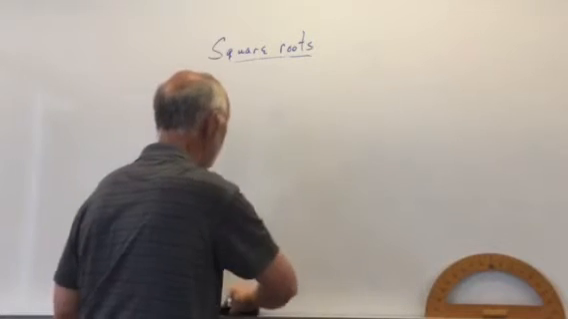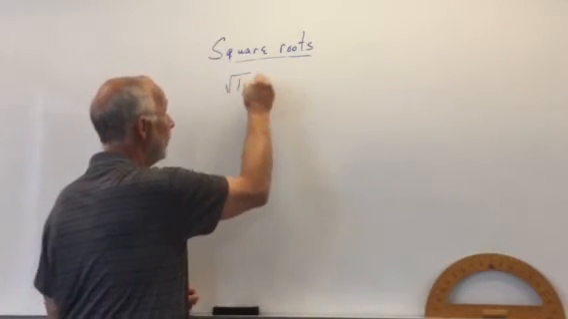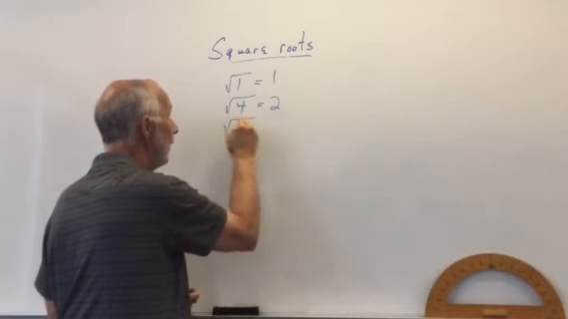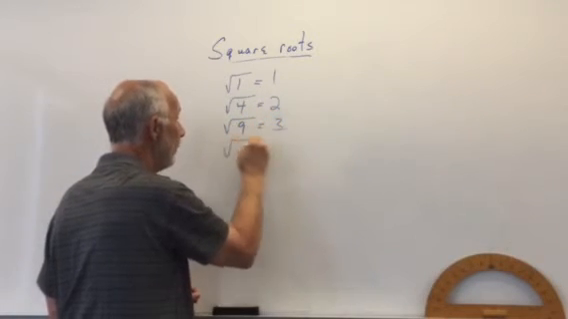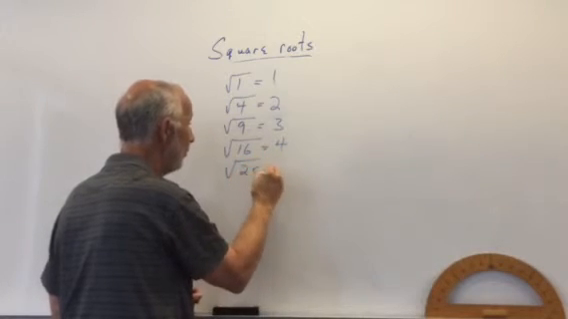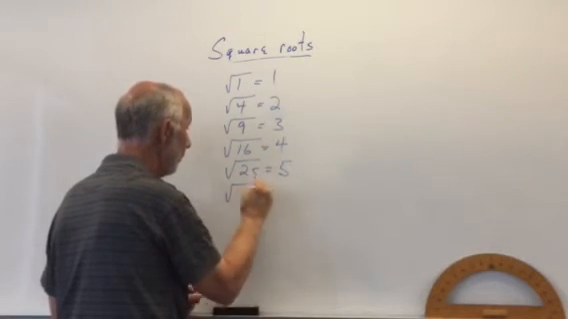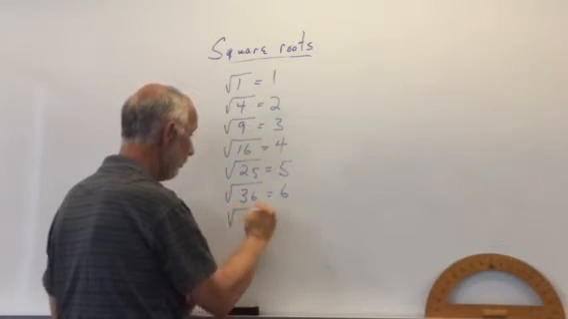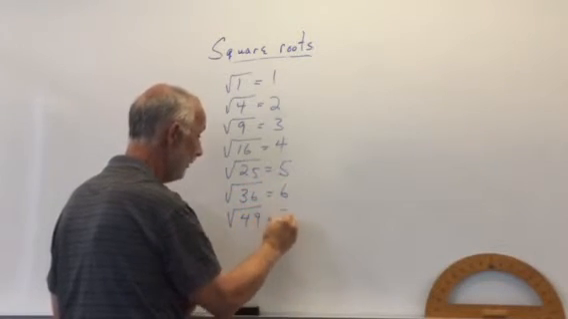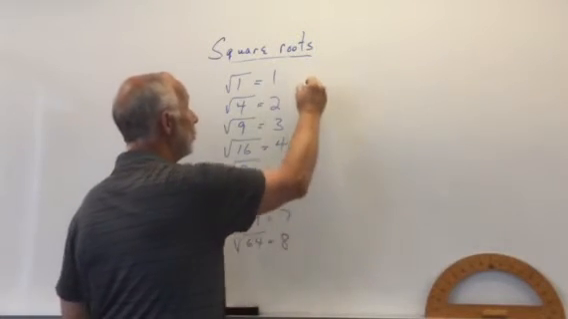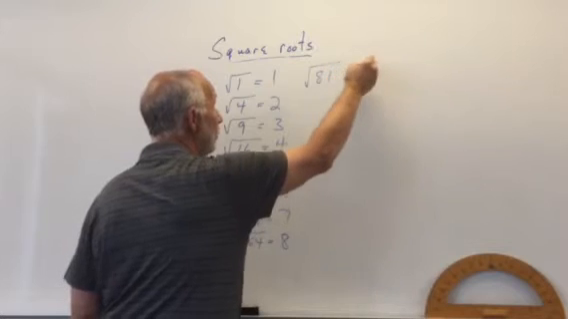And here they are. The square root of 1 equals 1. The square root of 4 equals 2. The square root of 9 equals 3. The square root of 16 equals 4. The square root of 25 equals 5. The square root of 36 equals 6. The square root of 49 equals 7. The square root of 64 equals 8. The square root of 81 equals 9.